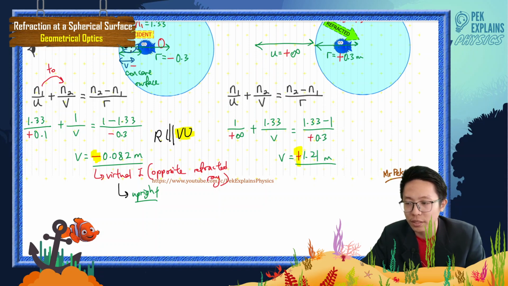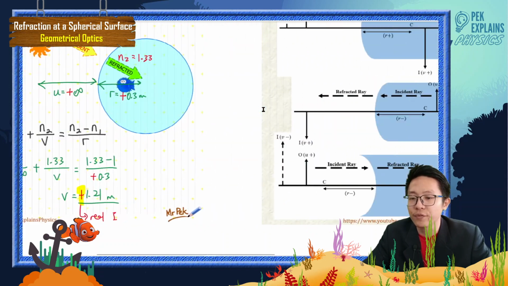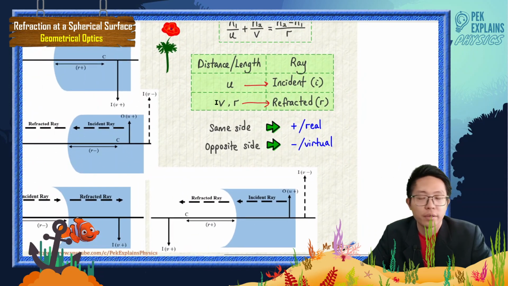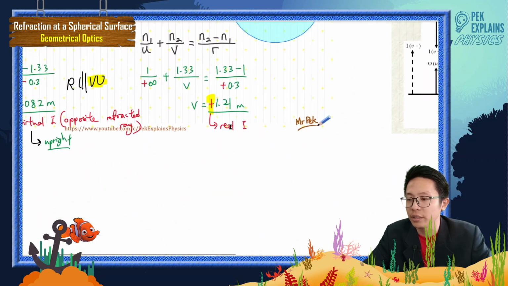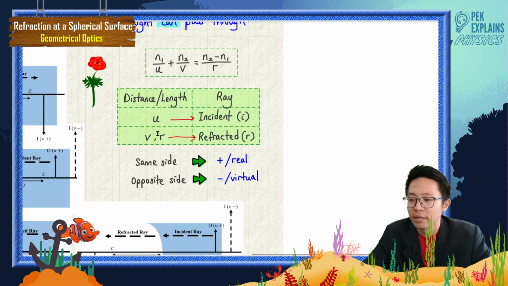This v is positive. V positive means what? V positive means it's a real image. So the image is compared with what? The image is compared with the refracted ray. So now I get v is positive. V positive means same side as refracted ray. V must be on the same side as the refracted ray because v is positive.